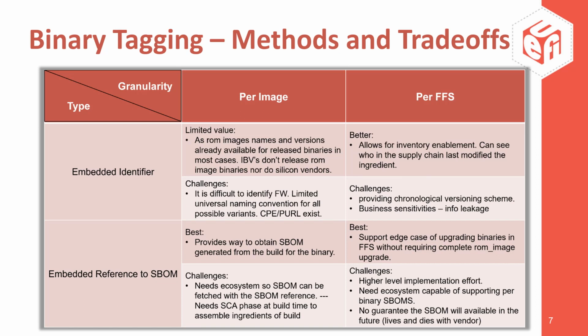Some challenges with that scheme, of course, is providing a chronological versioning scheme. Over time, if you had multiple tags on a binary, you could see that one binary was different than another, but you couldn't really tell which one came before the other. There's no chronological versioning that we could make. So that was a challenge.